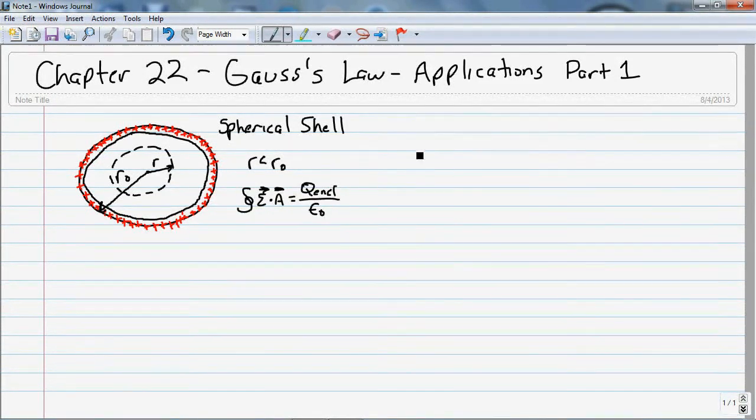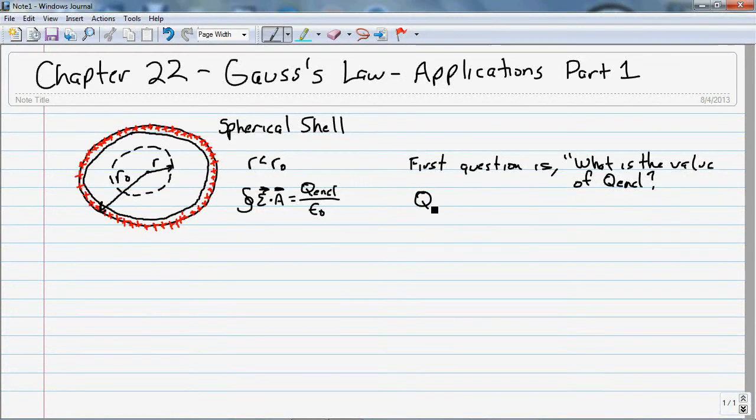So the first question is, what is the value of q enclosed? Well, there's no charge inside, so q enclosed has to be equal to 0.